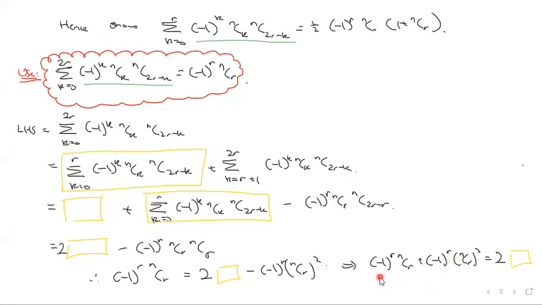You can then factor out the -1 to the r, which gives you this part. You can factor out the nCr, which gives you 1 plus that. So if we factor out -1 to the r nCr, you're left with 1 plus nCr. And that's 2 times the yellow. From here, it should be very clear that the yellow, which is what we're trying to prove here, is simply divide the two across: half, -1 to the power of r, nCr, 1 plus nCr, as required.